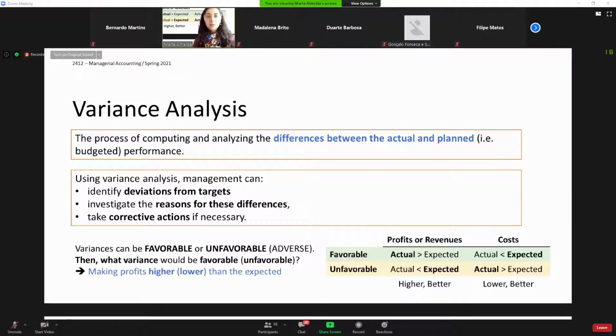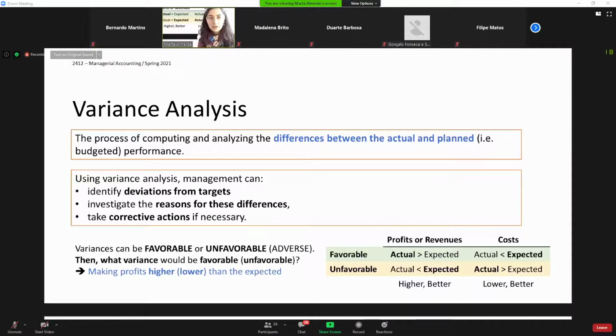So why does management want to do this kind of analysis? To identify deviations from targets, and we identify deviations from sales revenues, identify deviations from materials, from labor, indirect salaries, and other overheads, where there were also differences as we saw. We can even investigate the reasons for these differences. So we made these made up stories, okay, for possible reasons, because we don't know what actually happened. So we made these stories as a way to investigate possible reasons to justify the differences. And we can take corrective actions.